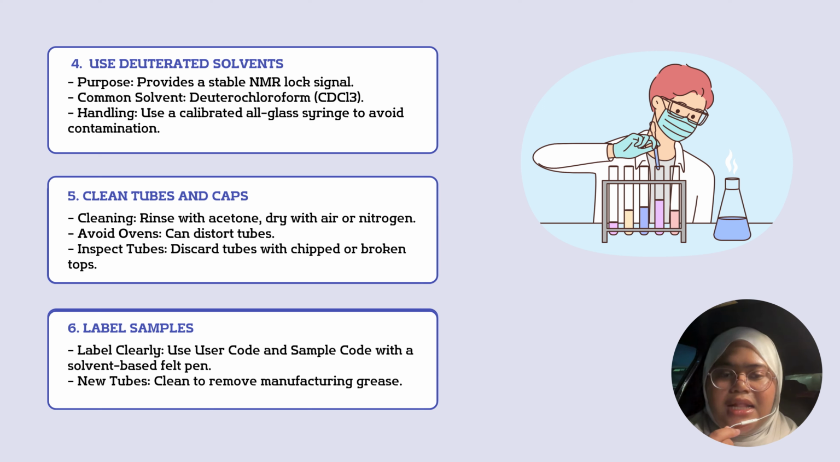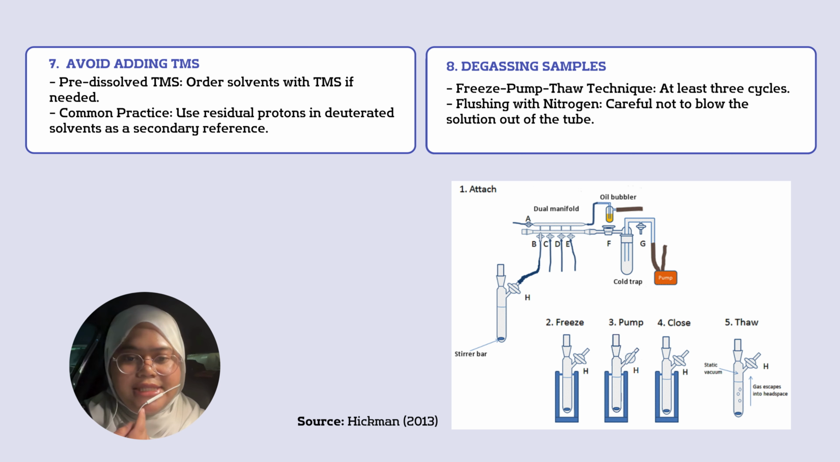Number 6. Label samples. Label your samples with your user code and sample code using a solvent-based felt pen. Clean new tubes to remove any manufacturing grease. Number 7. Avoid adding TMS. Instead of adding TMS yourself, use solvents with pre-dissolved TMS if needed. Typically, the residual protons in deuterated solvents serve as a secondary reference.